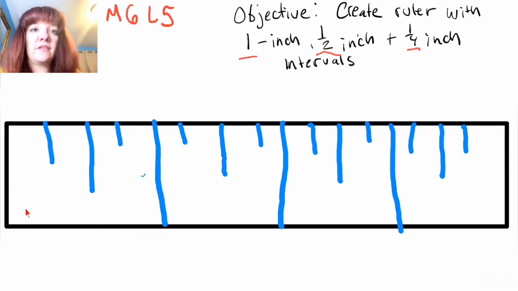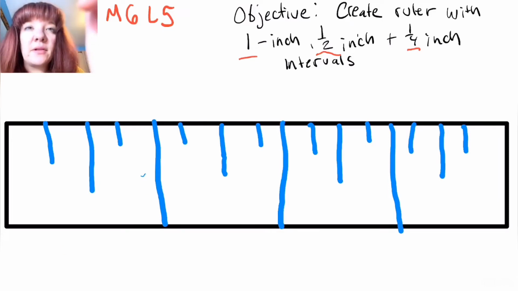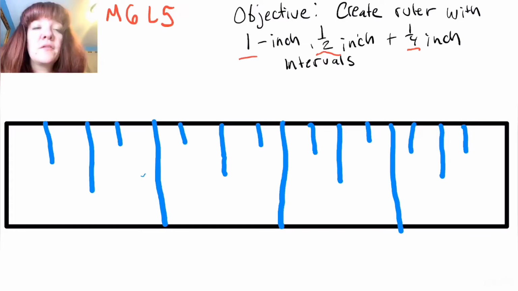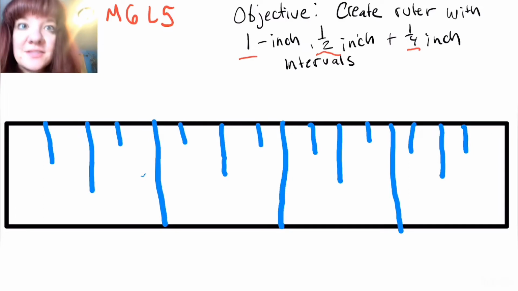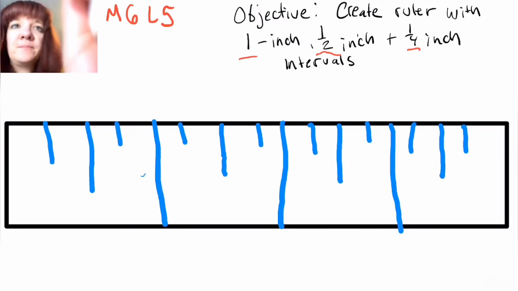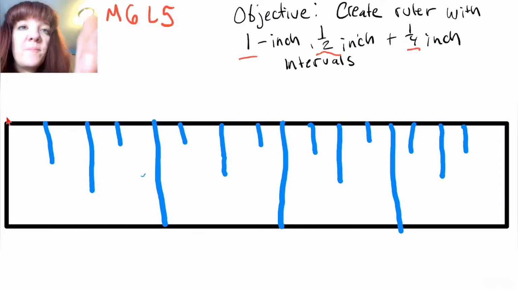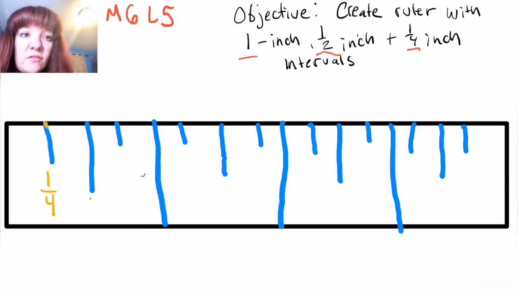So here I have an example of something that kind of looks like a ruler, and I'm going to label that using 1/4, 1/2, and 1 inch intervals. And it's going to look something like this. So here we will start at 0, just like you would with a line plot, but you won't actually write it. And we're going to start with the first line here. The first line here is 1/4. This is 2/4 or 1/2, 3/4, and 1.